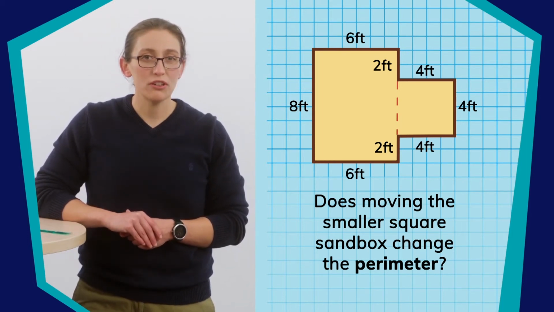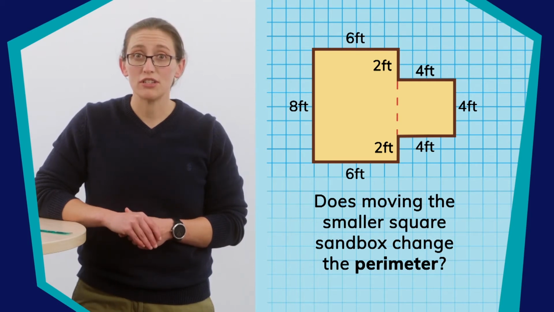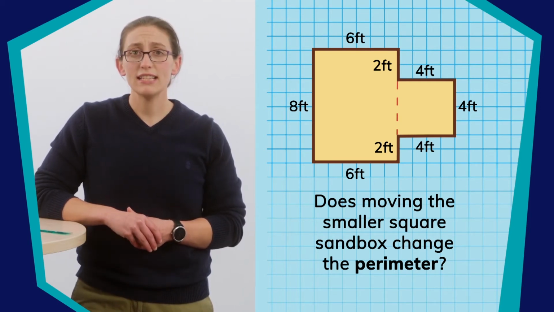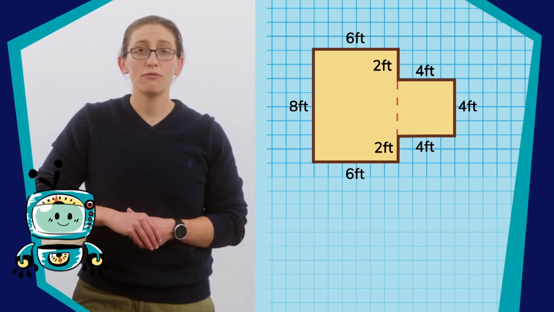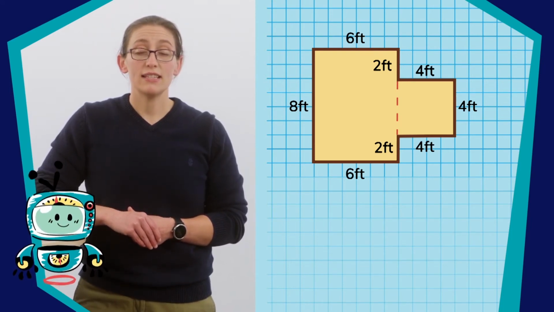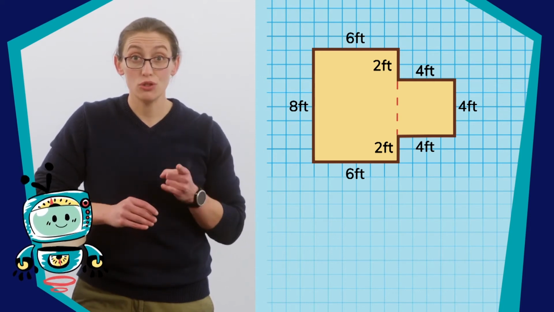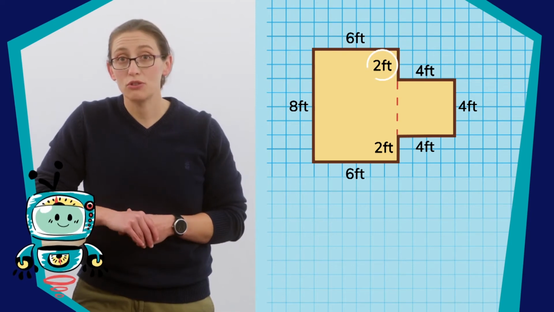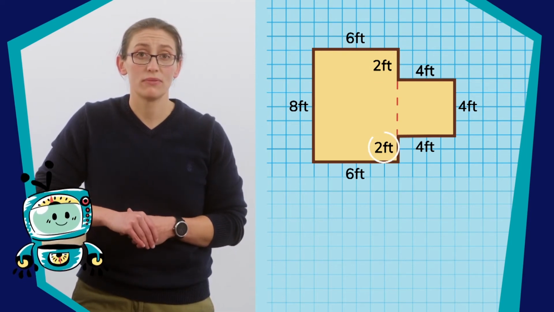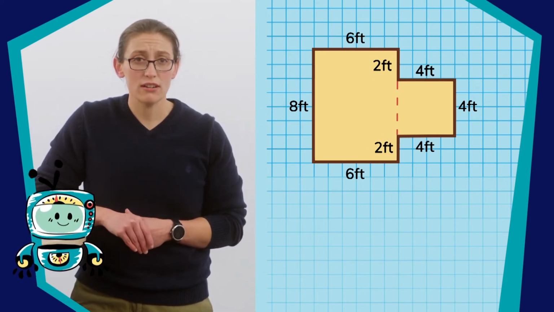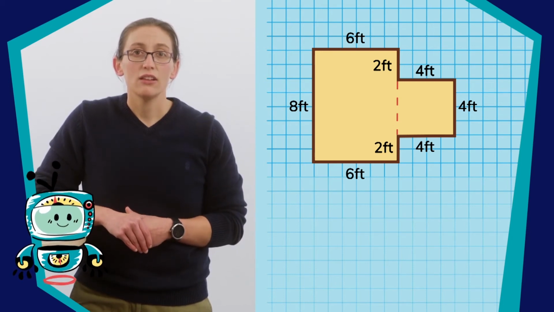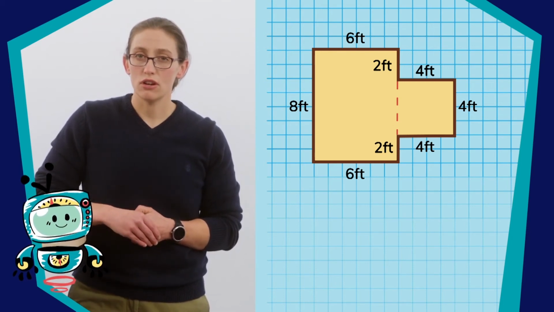Someone had this really great noticing, and I really wanted to share it with everyone. They said the L-shaped sandbox had 4 feet together on the side that had the square connected. This T-shaped one still had 4 feet. It just split it into 2 parts, one side with 2 feet and the other side with 2 feet. That was some really great noticing. Let's double check just to make sure.